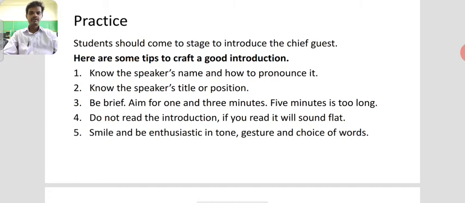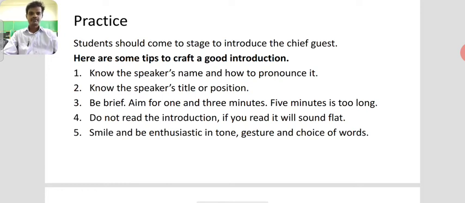Next, third one, be brief. Don't drag too much. It looks awkward. Aim for 1 to 3 minutes. 1 to 3 minutes is enough to introduce a chief guest. Otherwise, if you go further, the audience will lose interest. 5 minutes is too long.